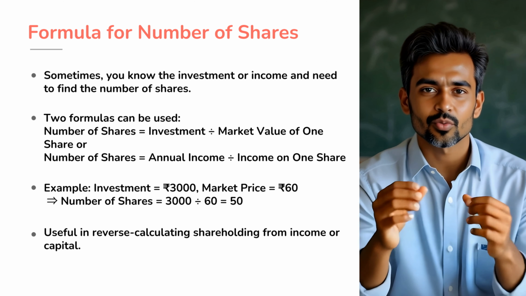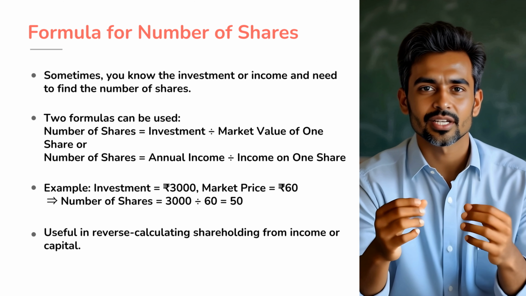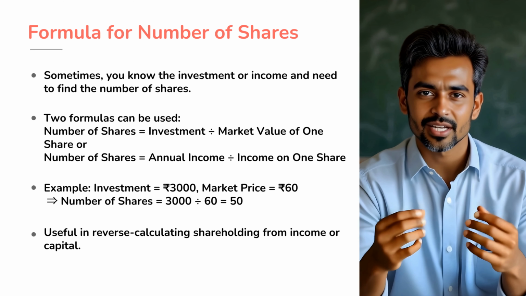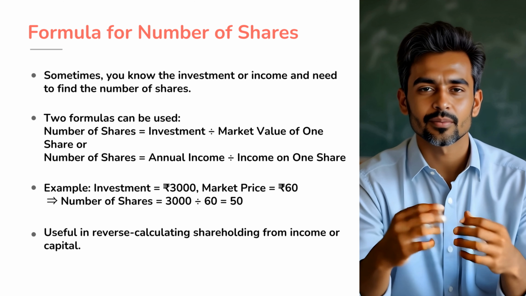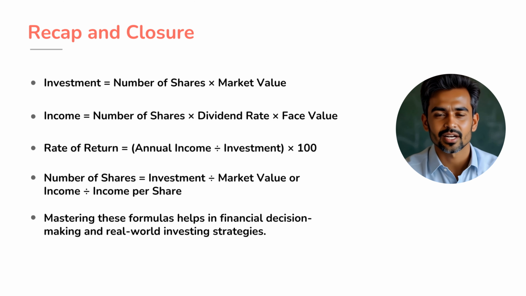Let's take an example. You've invested 3,000 rupees and each share costs 60 rupees. Then, number of shares equals 3,000 divided by 60, which gives 50 shares. This is a great way to reverse calculate, especially when you're planning your investment based on the budget or income goal. Let's quickly revise the key formulas we explored today.